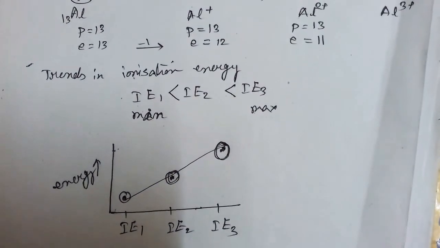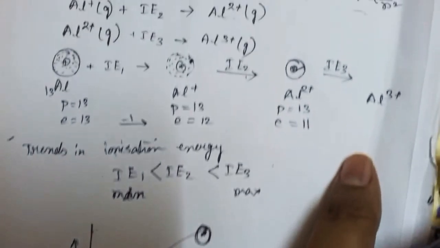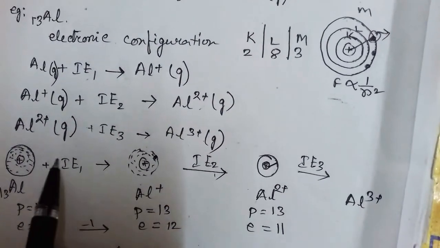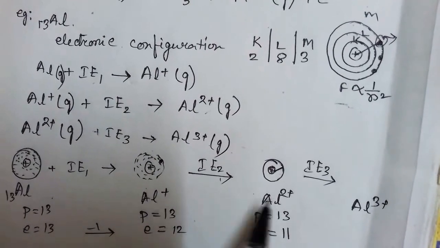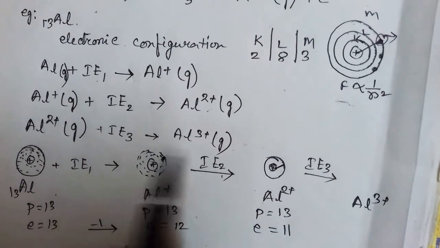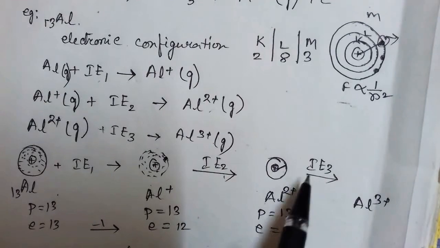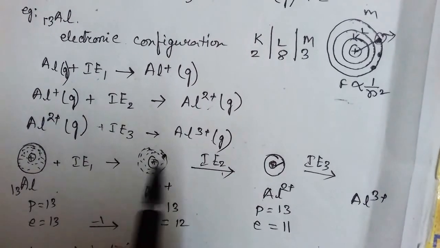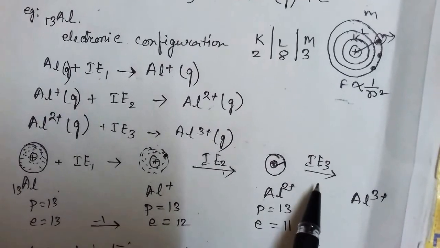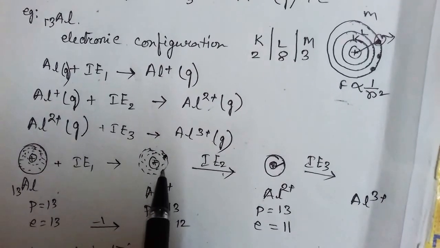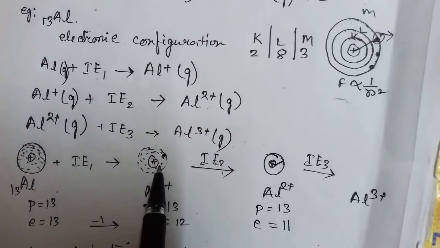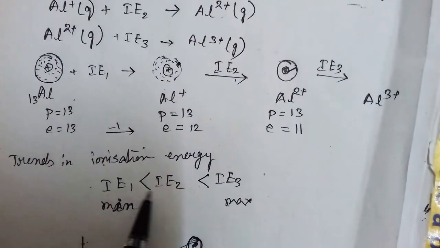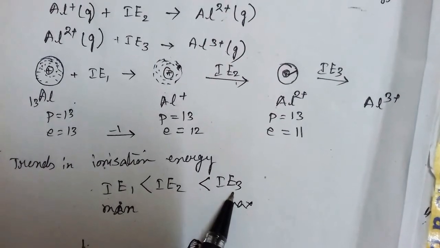So we have read about the whole thing, the trends, as we move along from unipositive to bipositive to tripositive. The energy requirement will be greater to remove the last electron because the size is decreasing. So the electron being closer to the nucleus, it will be more tightly bound. So the trend will be just like this, IE1 less than IE2 less than IE3.